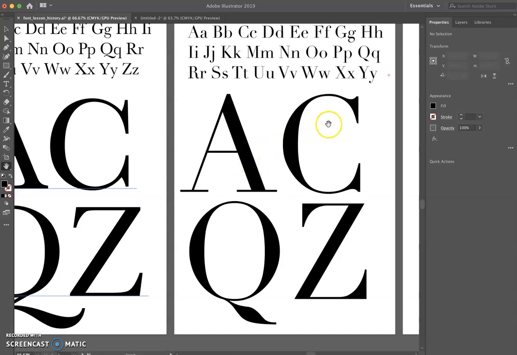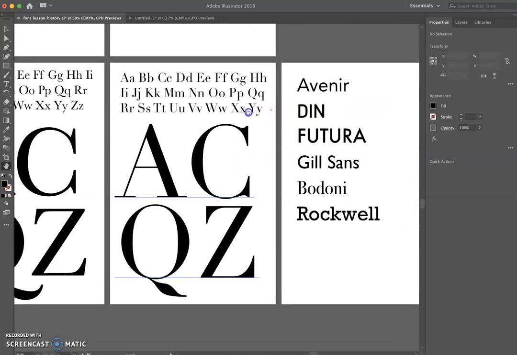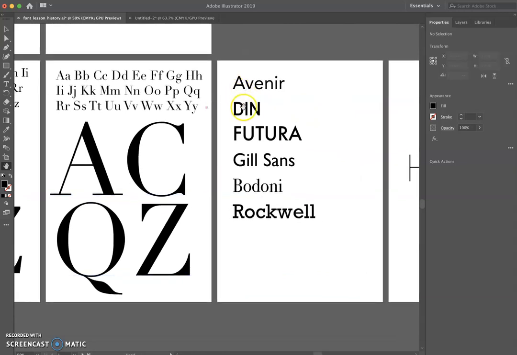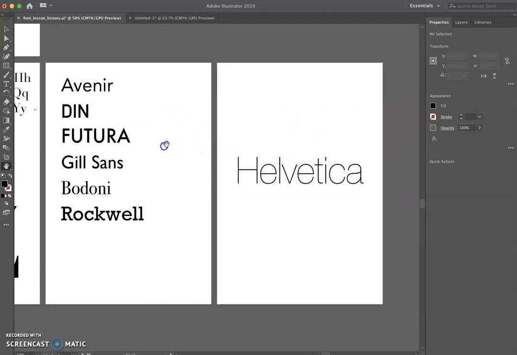Okay. There are a few others that are important, and we'll look at some names of those as well. Actually, I did set out some examples. Avenir, DIN, Futura, Gill Sans, Bodoni, Rockwell. These are all important fonts. I have others that I like as well. I think probably my favorite is Helvetica Neue. It is very versatile, and we'll talk a little bit more about that.